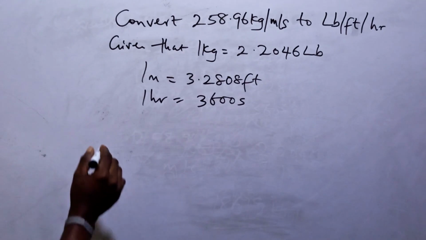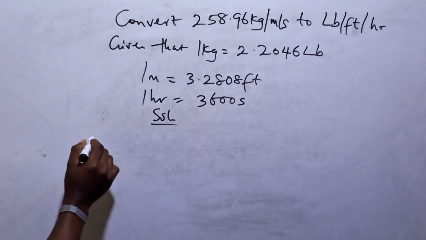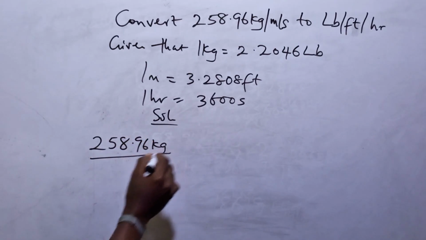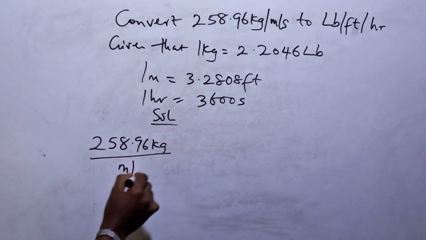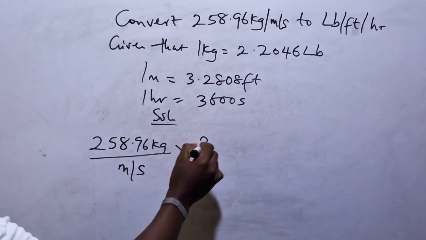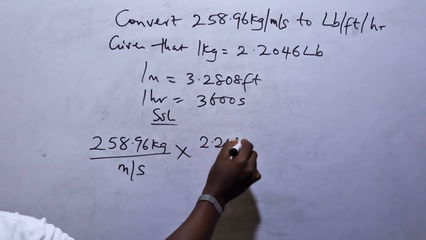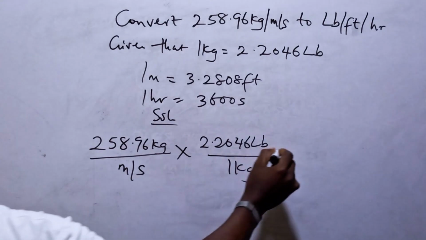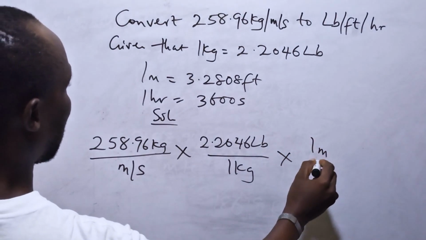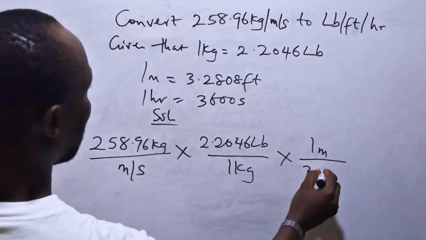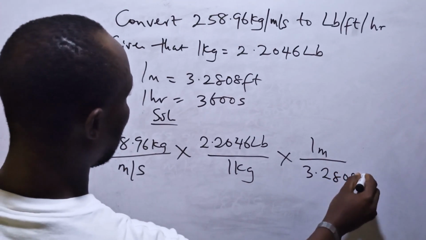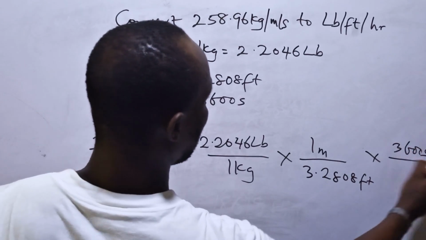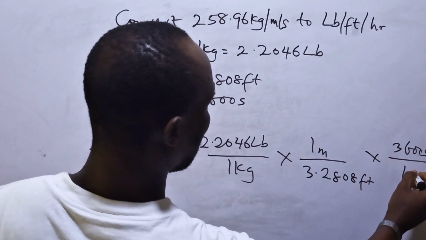Now, how do we really solve this? The solution: we have 258.96 kilogram over meter per second, multiplied by 2.2046 pounds over 1 kg, multiplied by 1 meter over 3.2808 feet, multiplied by 3,600 seconds over 1 hour.